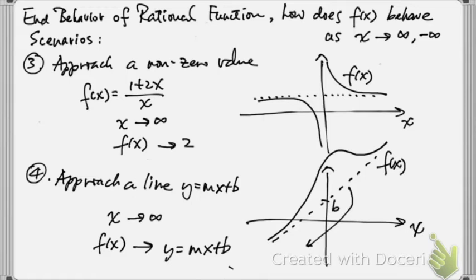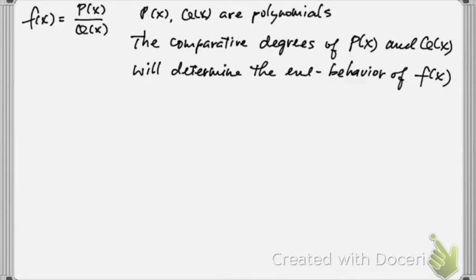Okay, so how do we identify these different scenarios based on the given function? That's what we're going to talk about next. To examine the end behavior of a rational function, here I've written it as f of x is equal to p of x divided by q of x. So p is in the numerator and q is in the denominator, and both p and q are polynomials. It's really the comparative degrees of p and q that would determine the end behavior of f of x. We can break it down into several cases, and then we can look at those one by one.